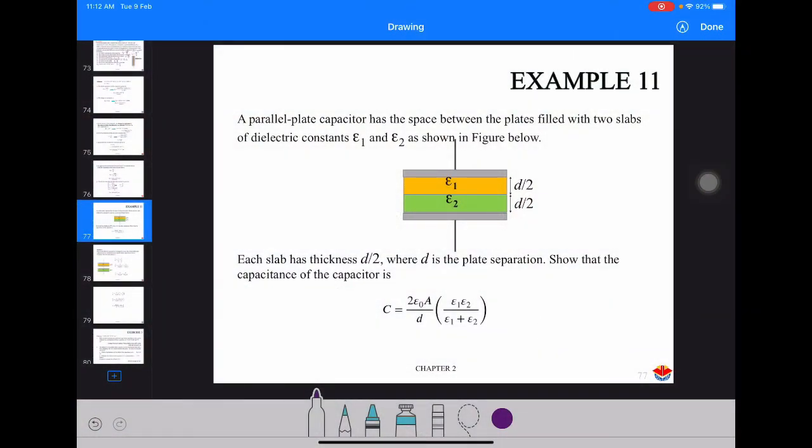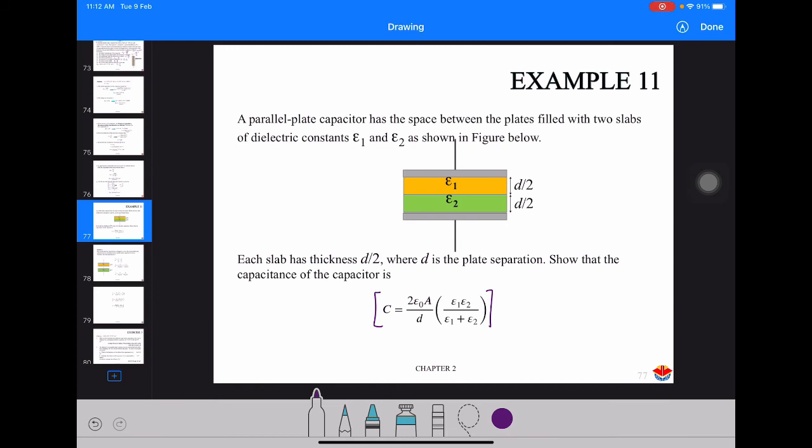Okay, for example 11, given that a parallel plate capacitor has the space between the plates filled with two slabs of dielectric constant epsilon 1 and epsilon 2 as shown in the figure below. So this one is basically the epsilon R. Each slab has a thickness of d over 2, where d is the plate separation. Show that the capacitance of the capacitor is C equals to, okay, so they already give you the final form. They just want you to figure out how you get to this C.